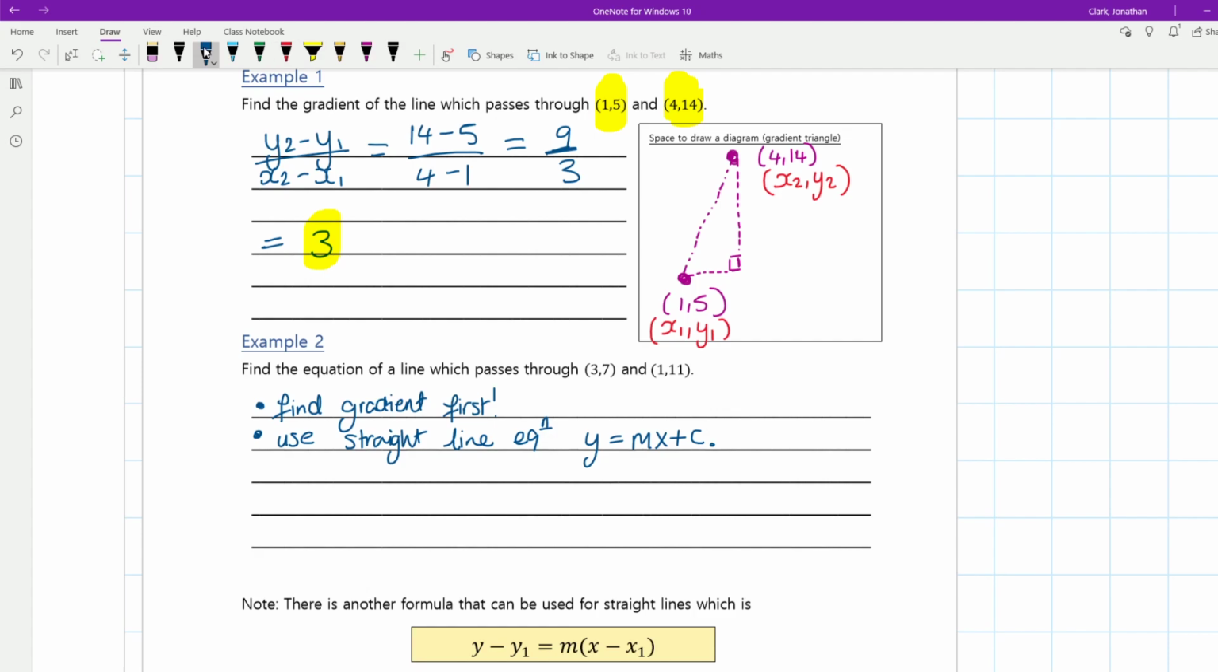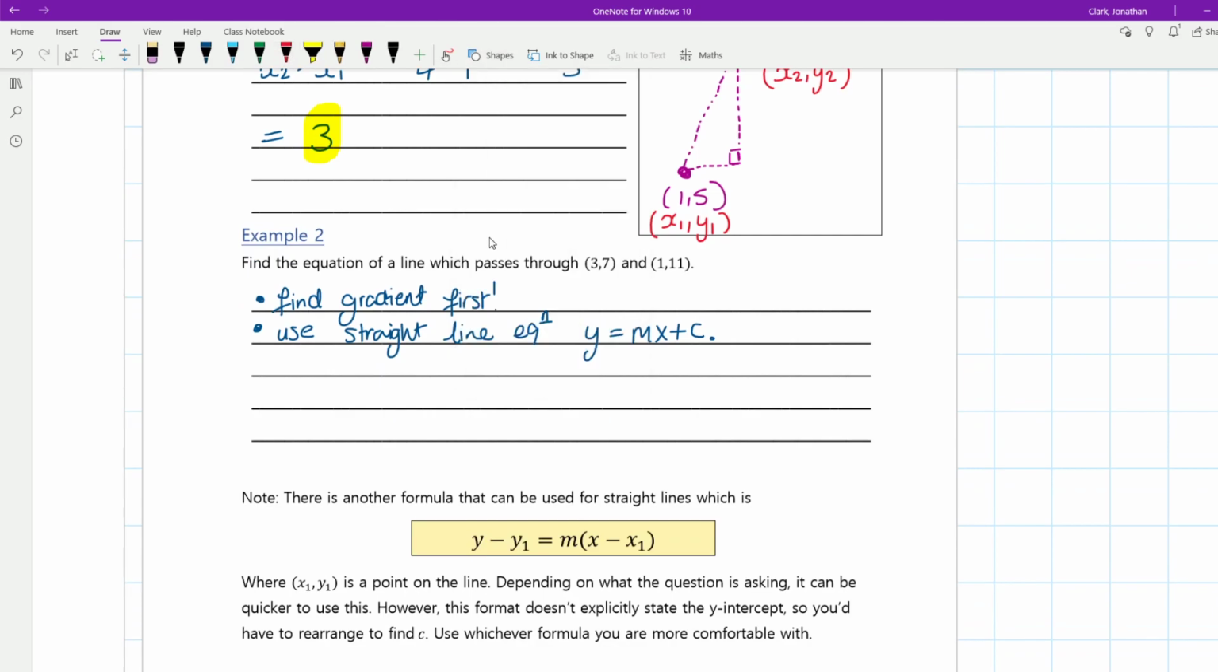Now, I haven't got a space to draw a diagram here, which is a shame, so I'm just going to squeeze it in on the side somewhere. Let's get a little box. There we go. All right, so 3, 7 and 1, 11. Let's plot where they would end up roughly. If 3, 7 is here, 1, 11 would be slightly to the left and slightly higher up. The reason it's useful to do this is that when you join this up, you can start to spot certain things. Like this is clearly a negative gradient, so I'm expecting to get a minus answer out here.